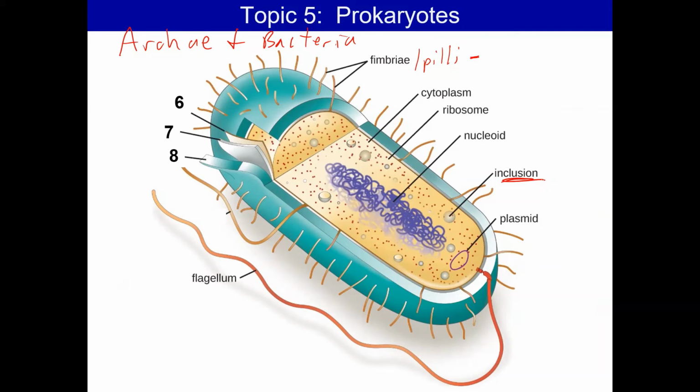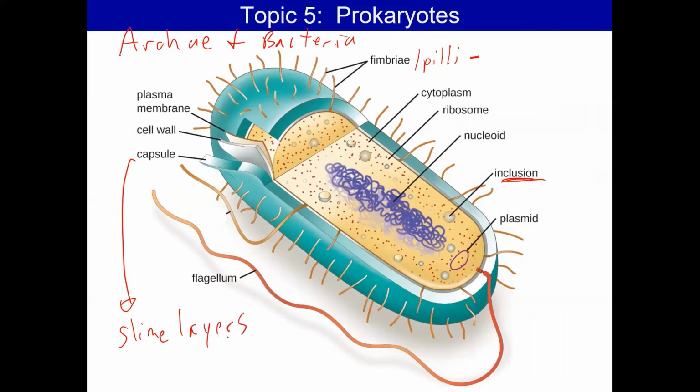So 6, 7, and 8 are the cell surface, and so 6 is the plasma membrane. So there's our membrane there. 7 is the cell wall. Remember, it's made out of peptidoglycan. And 8 is outside the cell wall, and not all cells have it, but there are capsules, and the other version is something called a slime layer.